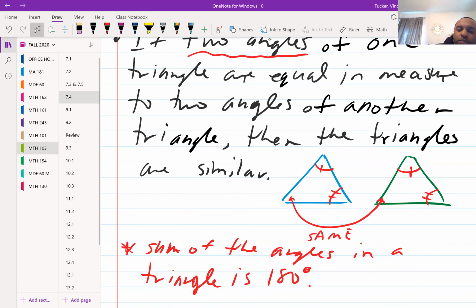And here in the red, I was just mentioning what I've already said, that the three angles in a triangle will add up to give you 180.